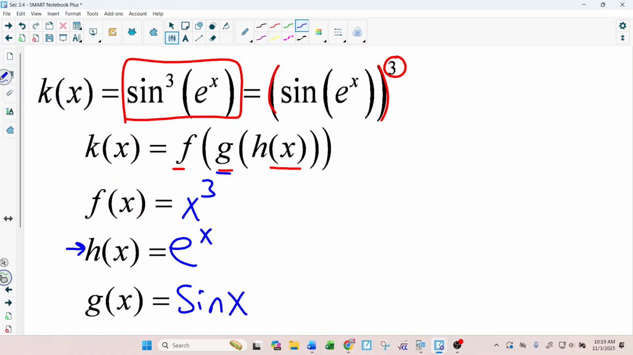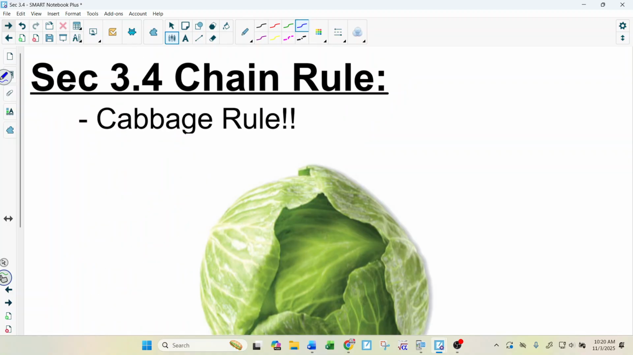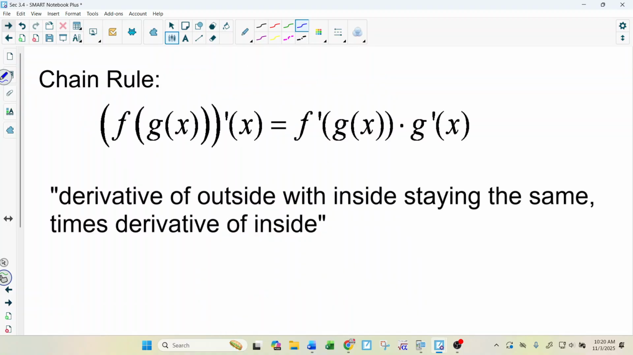Our goal in this section is to be able to take the derivative of that when we're done, where you have these functions inside of functions. Okay? So, it's going to take us a little bit of time to build up to that, but that's what we're going to look at. So, chain rule.